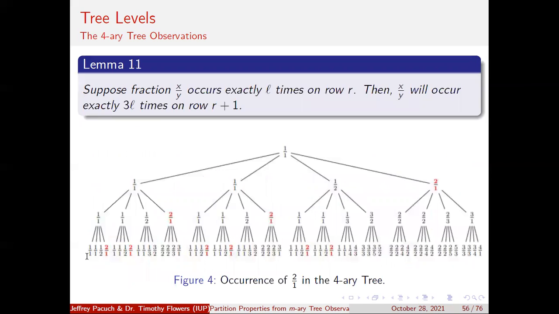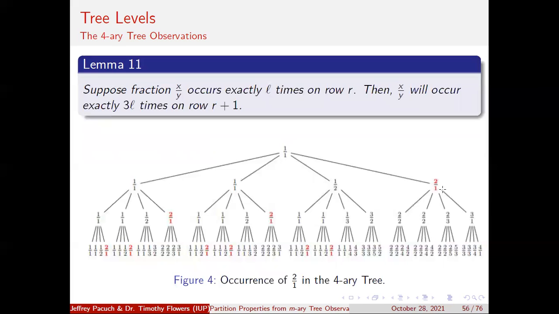So then my last lemma that I want to look at, and I have an example here to illustrate it. If I have some fraction x over y, and after the first 2 times it occurs, when it occurs on some row later than the first time and the second time, then on some row, we'll say it'll occur exactly L times. And then what we want to say is on the row after that, it's going to occur 3 times the previous row. So let's look at the following figure I have on the screen.